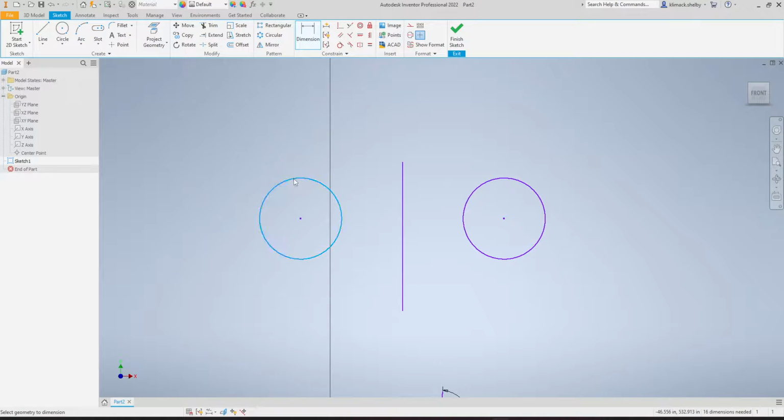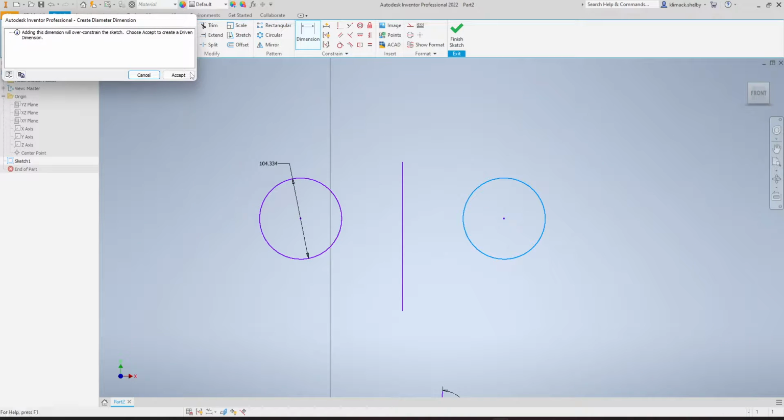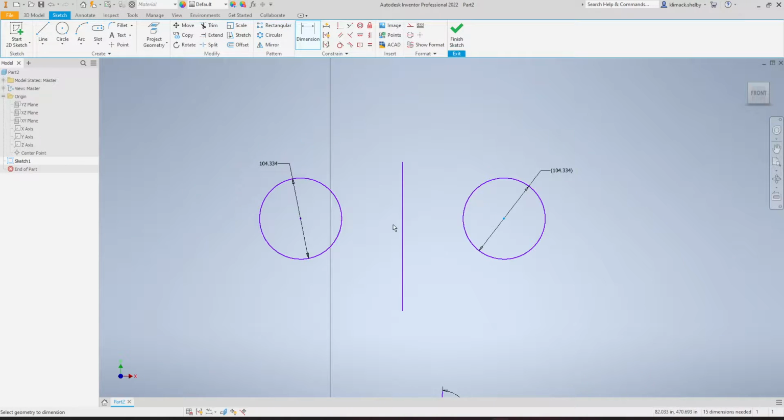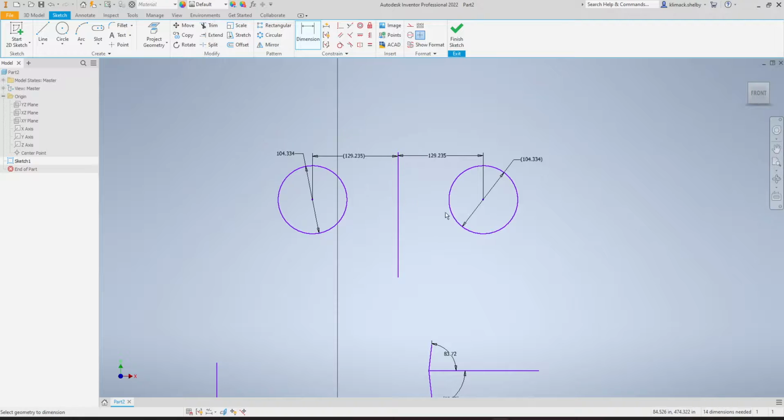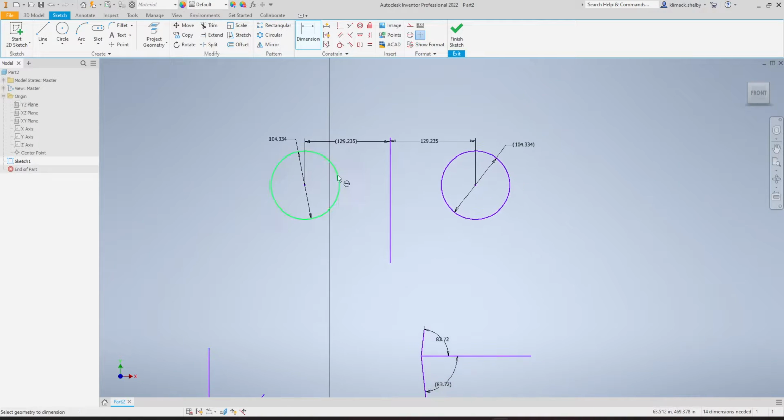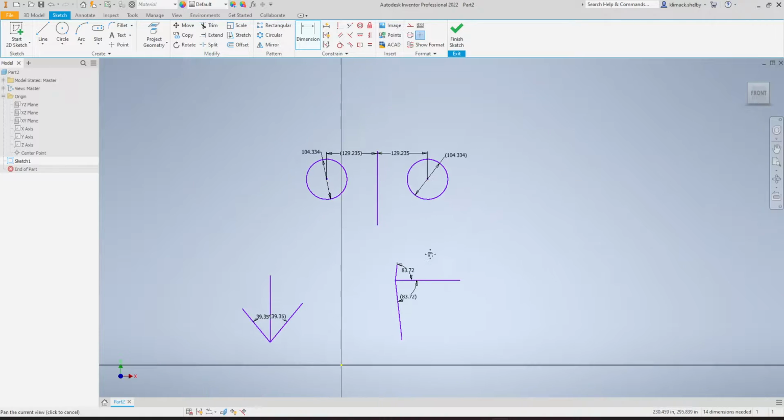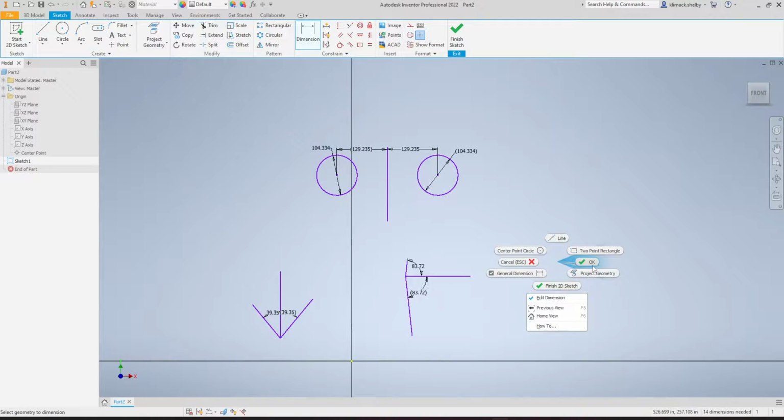We can double check that here. This one has a diameter of 104.334. So does this one. And if we take a look at their locations, this one's 129 something and this one's 129 something. So we can see that with circles, it actually does make them the same size as well as the same distance away from that line. That's how we can use the symmetric geometric constraint in our 2D sketches in Autodesk Inventor.